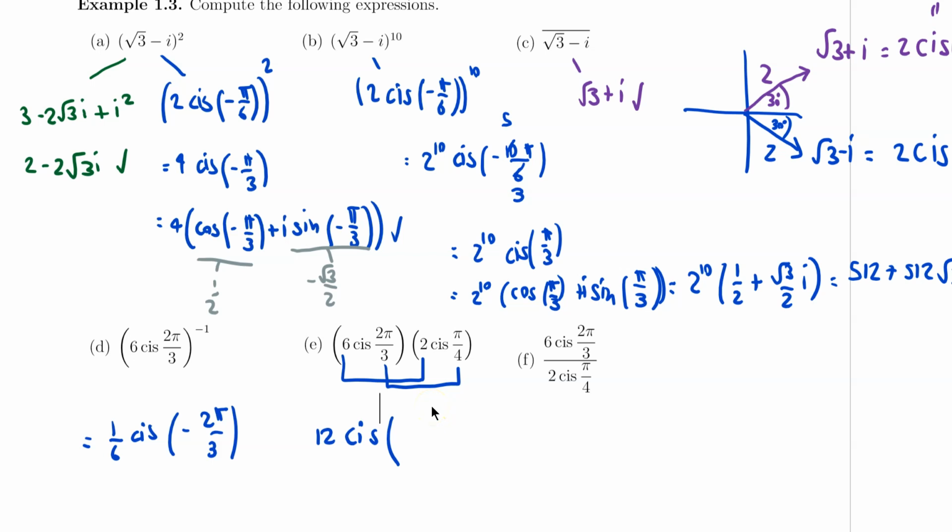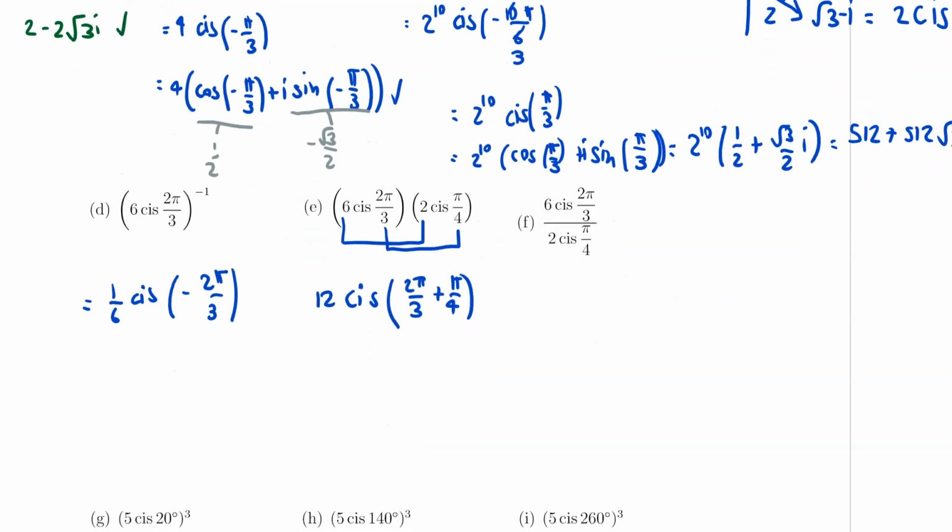So it's going to be 12/5 of 2 pi over 3 plus pi over 4. If I were to simplify this, I'm going to get 8 pi plus 3 pi over 12. So I'm going to get 12/5 of 11 pi over 12.